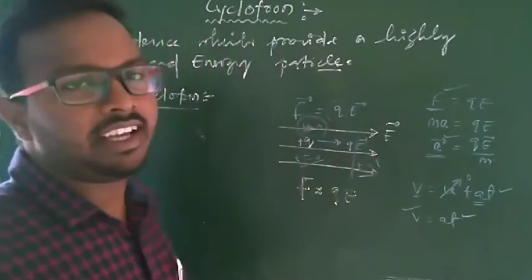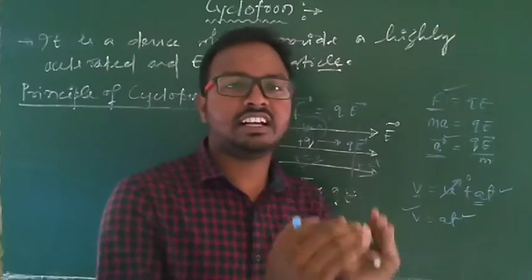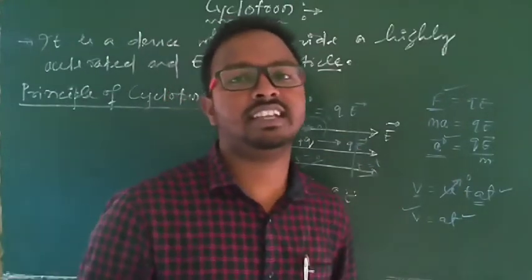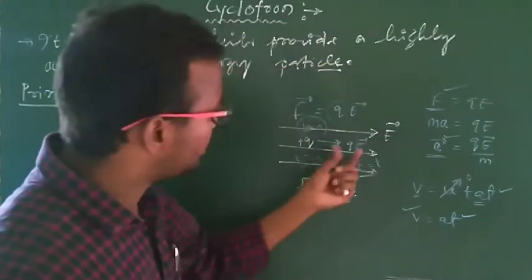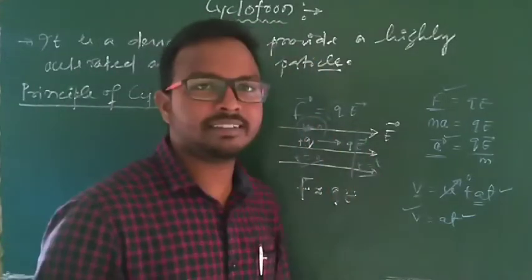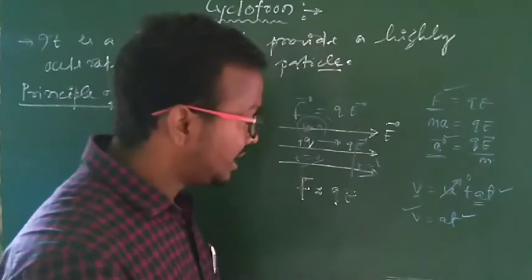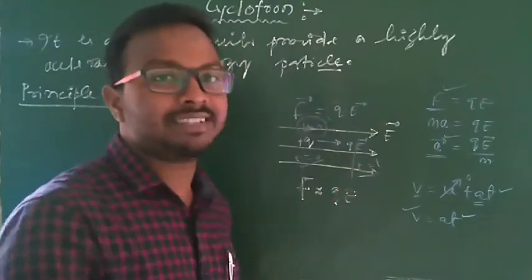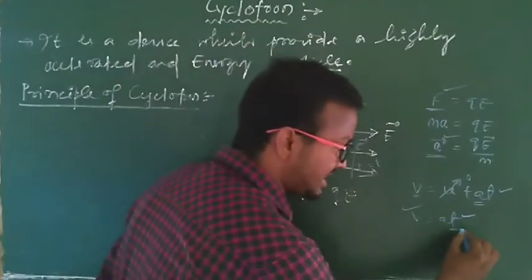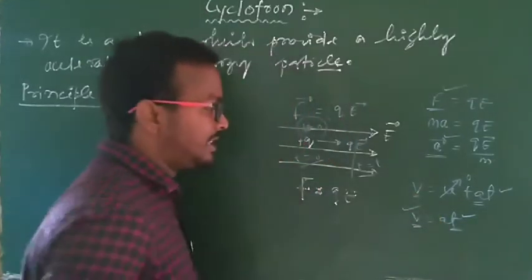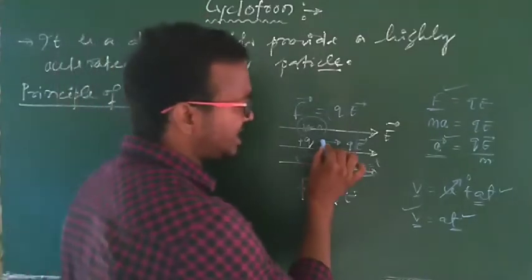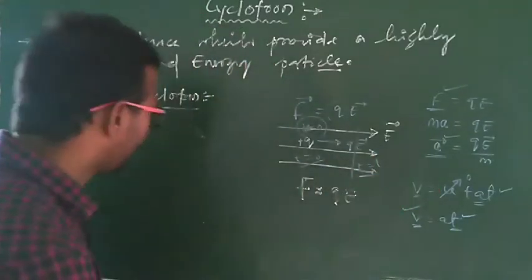So we need a highly accelerated, high-speed charged particle. We have to use the concept of electric field, and we need the particle to be retained in the electric field for the maximum time. If time increases, then the velocity of the charged particle also increases. Clear? And this is the direction of the charged particle.